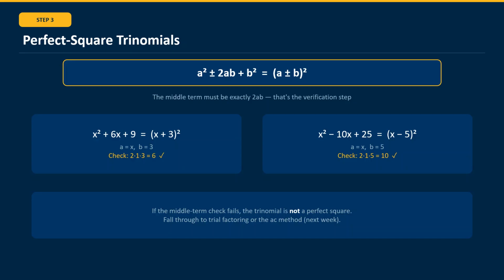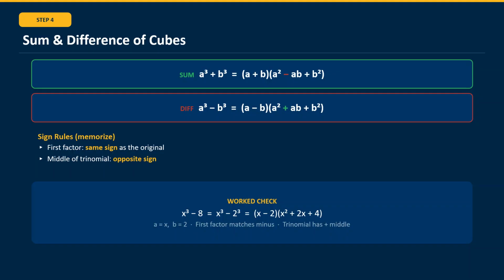If the middle term check fails, the trinomial is not a perfect square, and you fall through to other strategies like trial factoring or the AC method, which we cover next week. Pattern 4. Sum and difference of cubes.